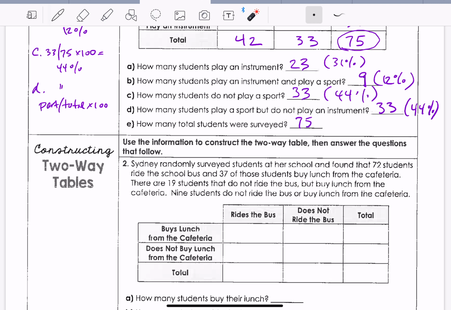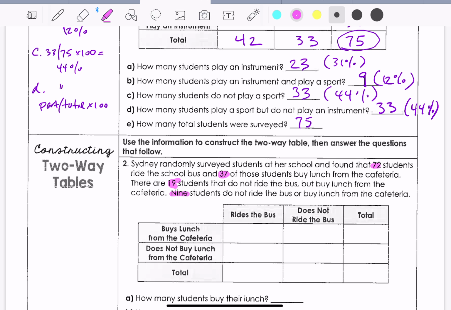So I would say this is pretty confusing. She's got 72 students that ride the school bus. Then she's got 37 of those students buy lunch from the cafeteria. There are 19 students that do not ride the bus, but buy lunch from the cafeteria. And 9 students do not ride the bus or buy lunch from the cafeteria. So we've got to figure out, where do these 4 numbers go in all this data? So let's see if we can figure this out.